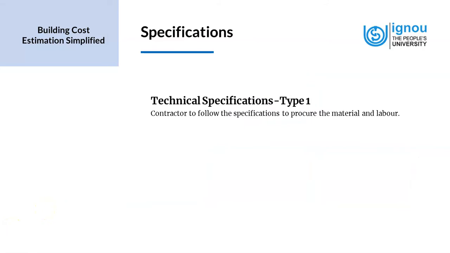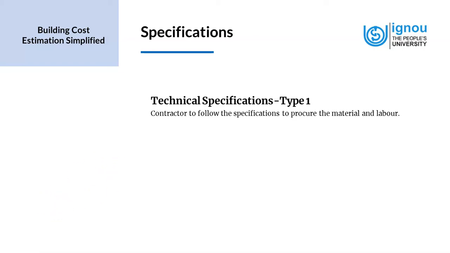So the Type 1 specification, in this the contractor is to follow the specifications to procure the material and labor. So these specifications are laid out in the tender, and it is the responsibility of the contractor to follow it to procure the material and labor.